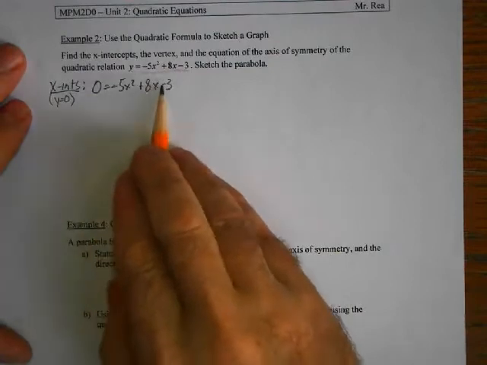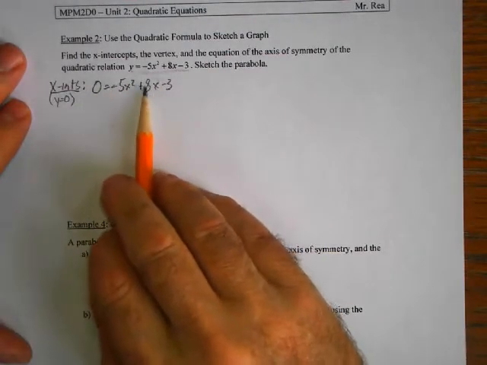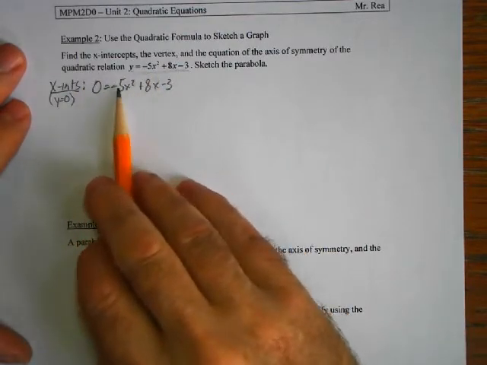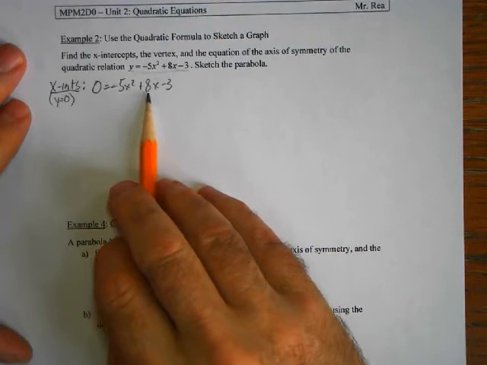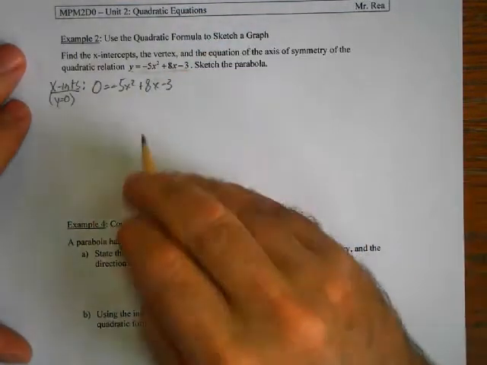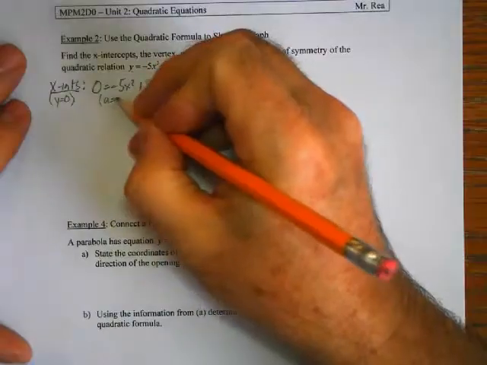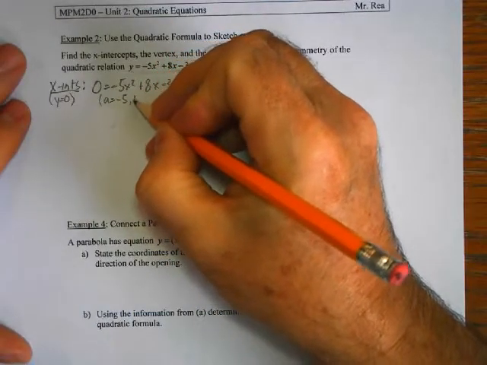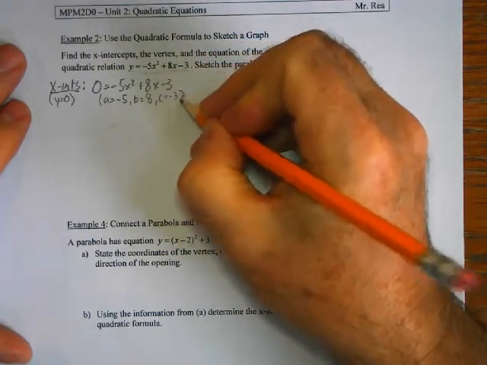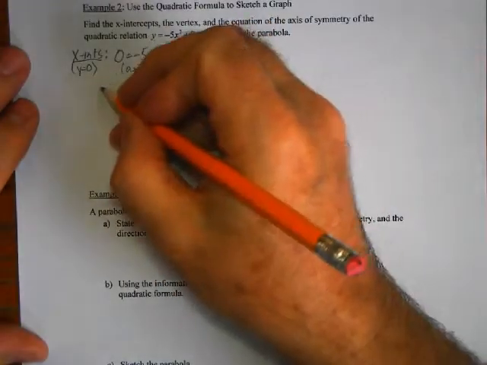Okay, and now I've got a quadratic equation. I want to solve for the value of x. That would give me a y value of 0, which is just another, more mathematical way of saying, let's find the x-intercepts. So I'm going to go straight to quadratic formula. I'm going to pull up my values of a, which is -5, b is 8, c is -3. And again, I'm just going to plug those values into the quadratic formula.